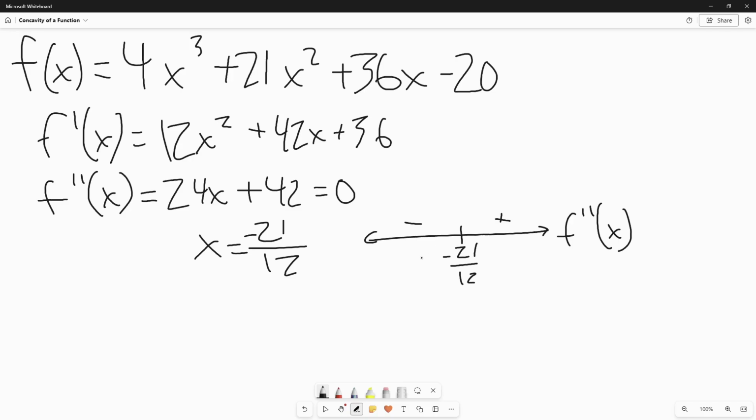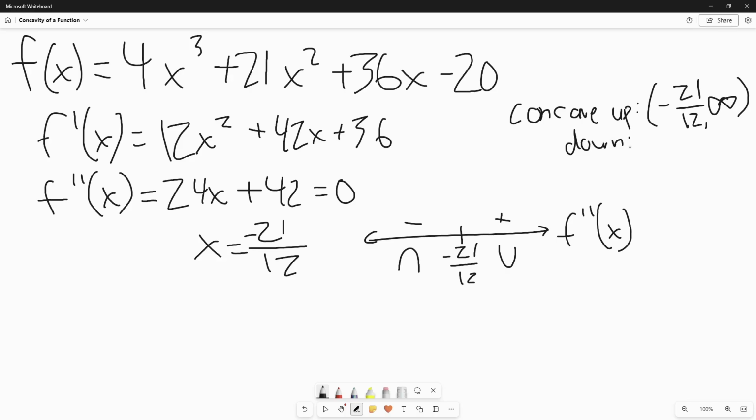So this is it. And now, since it's negative before negative 21 over 12, the graph is concave down, and when it's positive, it's concave up. So when it's concave up, it's from negative 21 over 12 to infinity, and when it's concave down, it's from negative infinity to negative 21 over 12. And that's our final answer for this function.